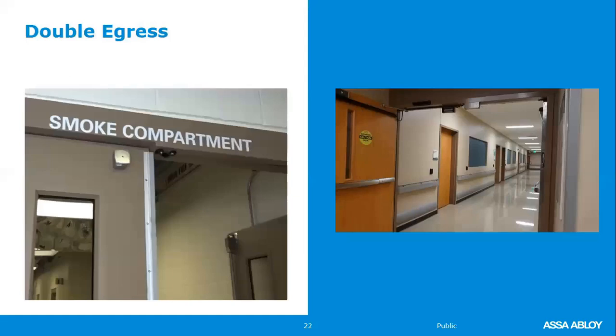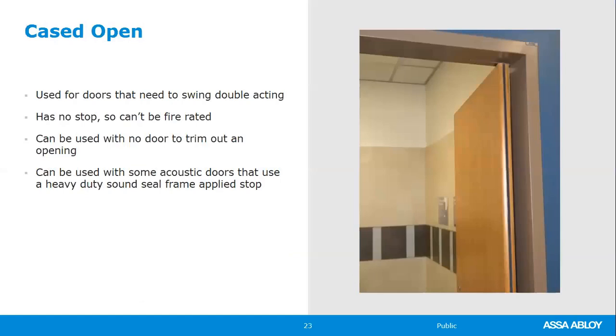Here, just showing you some pictures of the different types of frames. So you have your double egress. And again, if you look closely in that detail to the left, you'll see that the stop is on this side for the door that's in the open position right now. And the stop is on the other side for the other door, again allowing the doors to swing in the corridor. Cased opening, as we talked about, no stop on the frame. Again, this is a detail. You see it in some bathrooms where you have maybe push pulls, things like that, is where you'll see a cased opening frame.